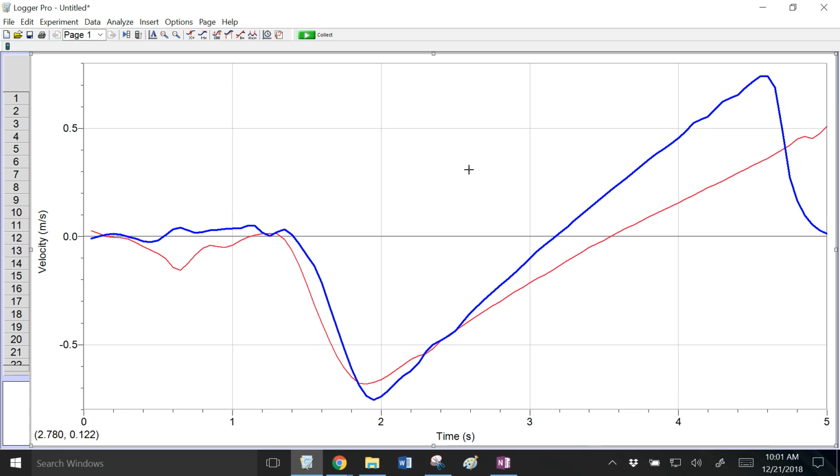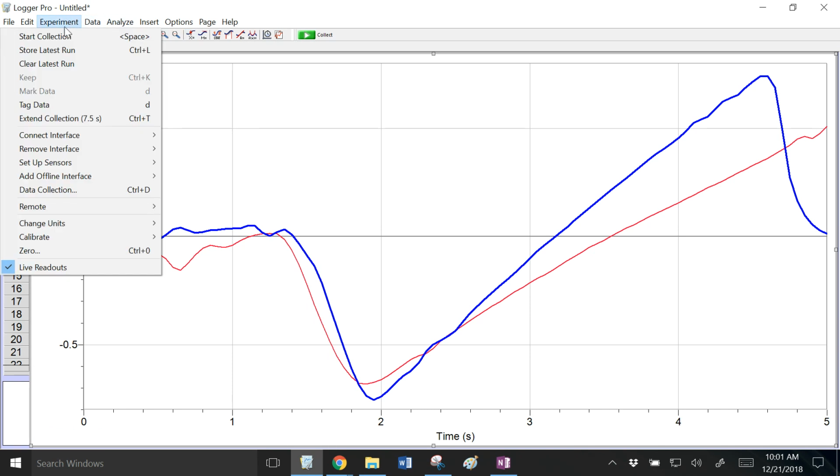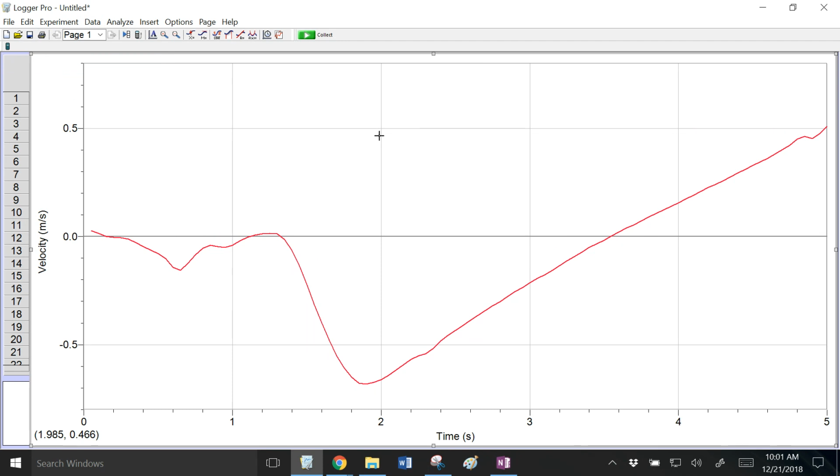So let's see here. I'm going to clear the latest run. Okay, so this is our baseline. All right, that's our baseline. And then the question is, what happens if I add some more masses to this? Well, we discussed already, it doesn't really change the FU. Will it change the slope?